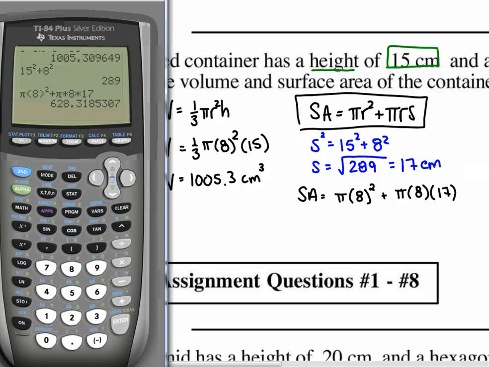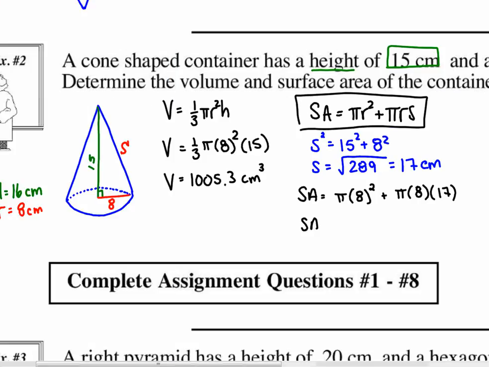So the one decimal place should get 628.3. Okay.